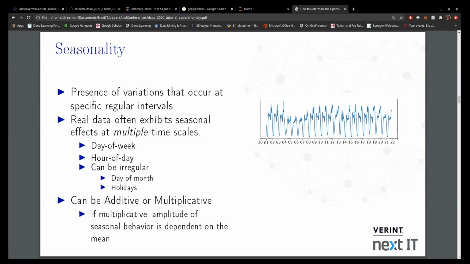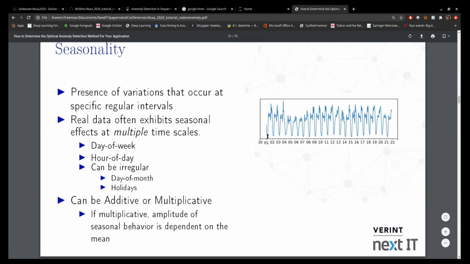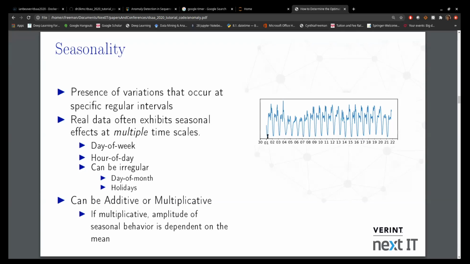In this time series on the right, there is 24-hour seasonality and also weekly seasonality. In addition, though it's not displayed, there is holiday seasonality with a spike occurring every 4th of July. Seasonality can also be additive or multiplicative. If multiplicative, the mean of the data is related to the amplitude of the seasonal behavior. So in this picture, the seasonality looks additive, for example. In the coding examples we're going to go over, I will show you an example of multiplicative seasonality.